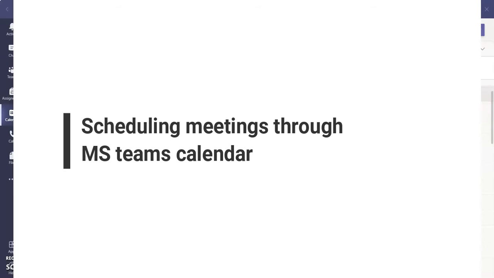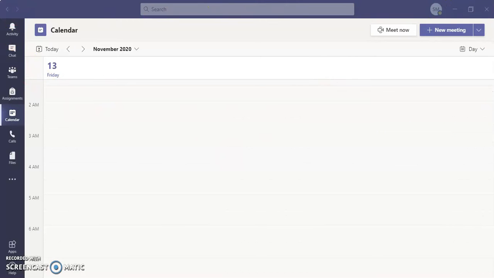So to schedule a meeting, you have to log into your Teams desktop app. There are two ways through which you can log into Teams. One is desktop and one is using a browser, but a few features are not supported when you use Teams using a browser. So I would suggest downloading the app, and once you do, go to the calendar option.